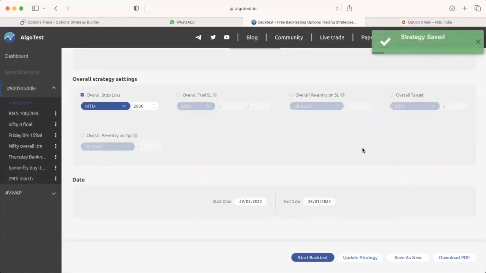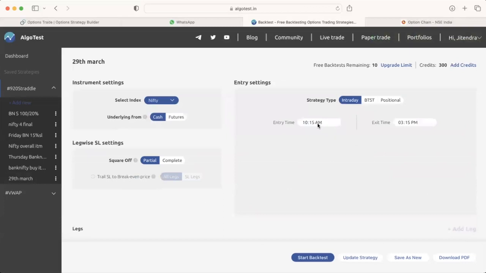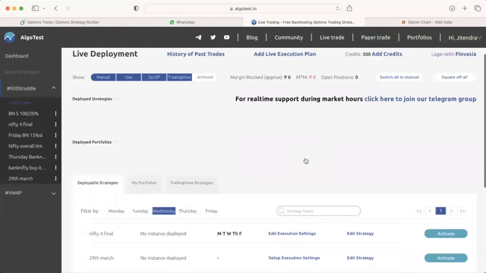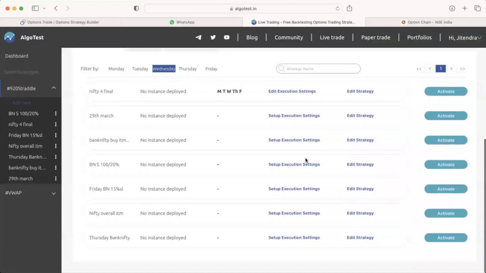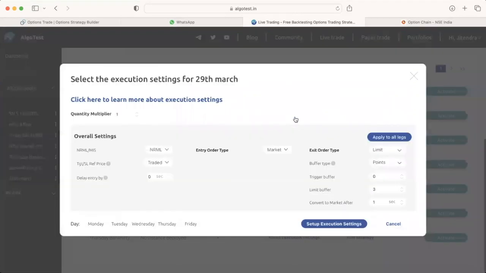Yeah. So I'm again changing the time of the strategy. So it is 10 a.m. We can implement this strategy. We can go to live trade. Okay, today is not Wednesday, but today is expiry because tomorrow is Ram Navami. So we are going to use this.